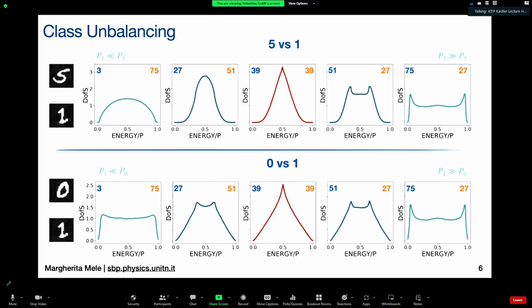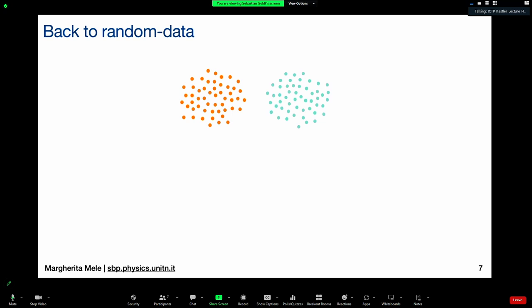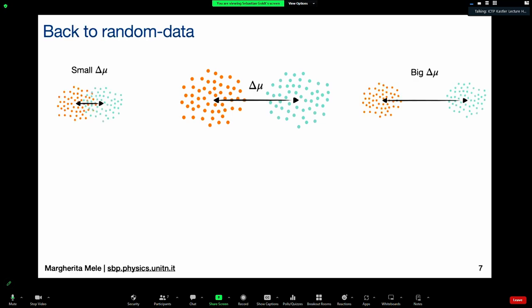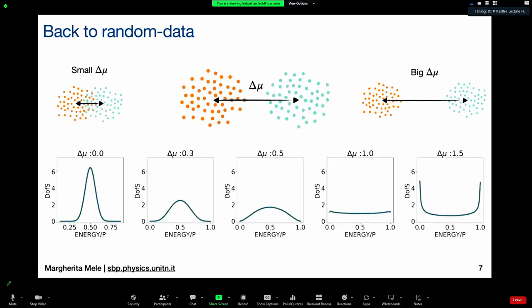Why so? In order to understand what's going on, we can try to have a simplified model of our data that is able to reproduce these properties. So let's consider random data, clouds of isotropic points that live in n dimensions, and play with the interclass separation. When the two classes coincide, so the interclass separation is really, really small, I have a very narrow Gaussian. The bigger the interclass separation, the wider the distribution, up to a certain point in which I have a density of states that is almost flat. And for values of interclass separation bigger than that, I have this weird peaked shape at 0 and at 1. Why so? It's quite intuitive.